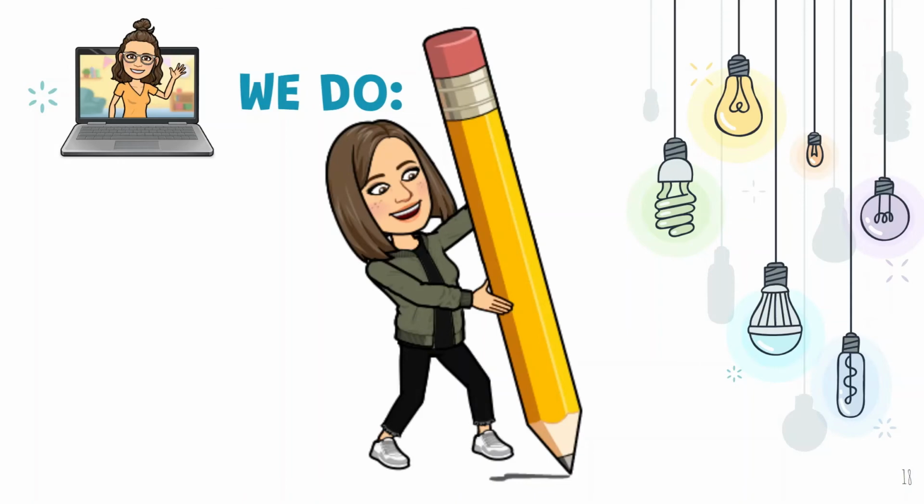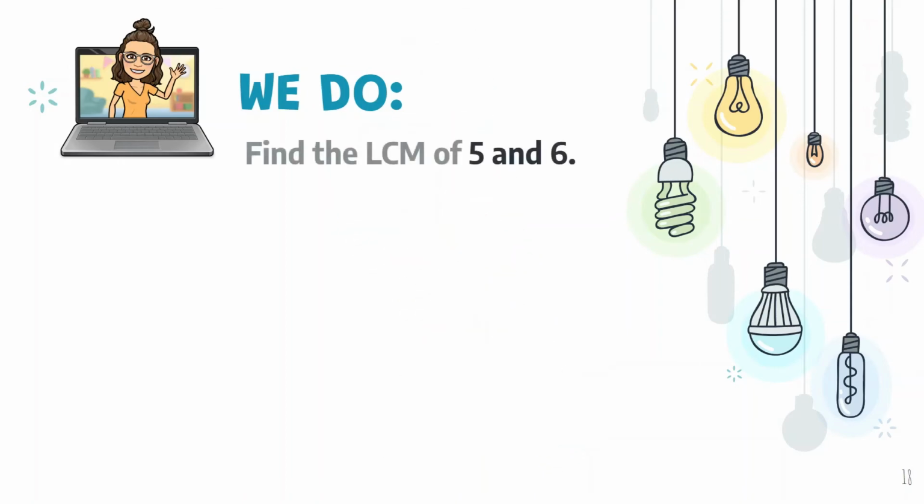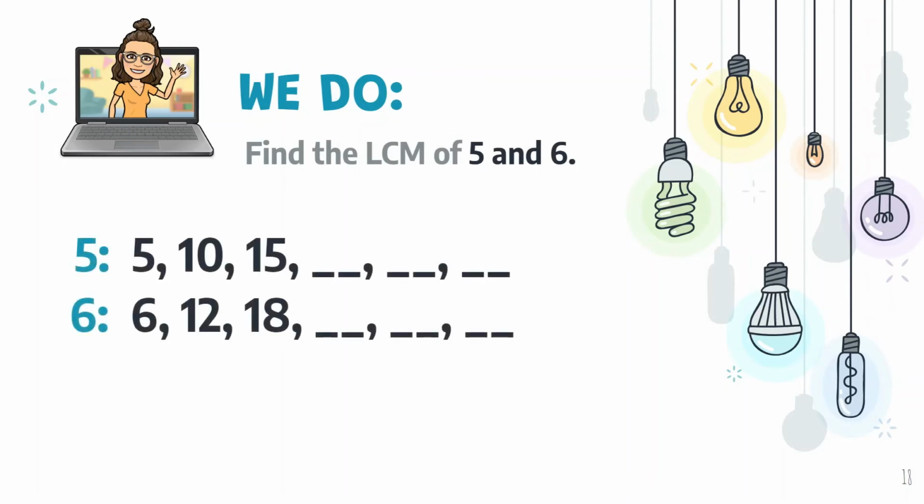This time, we need to find the least common multiple of 5 and 6. I'll start the lists for you. Now pause the video and continue the lists until you find it. Remember, use the number line strategy or the multiplication chart if you need to.